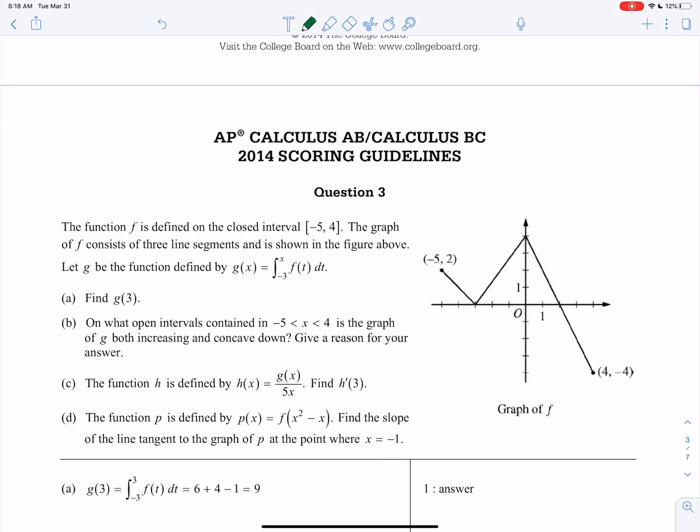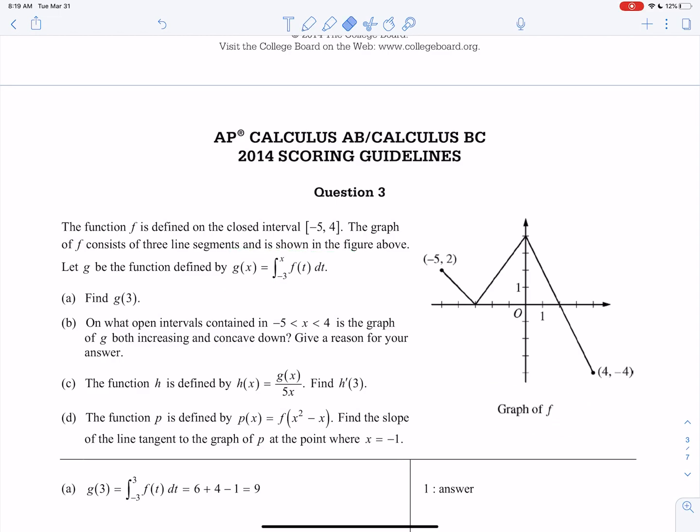Here's 2014 question 3. This is a graph analysis problem. And notice right away that the graph represents f. It won't always be the case, but that's the first thing that I go to, okay? Then I notice that they introduce another function, g of x, which is the integral of f, the graph. So just keep that in mind, okay? All right, here we go.